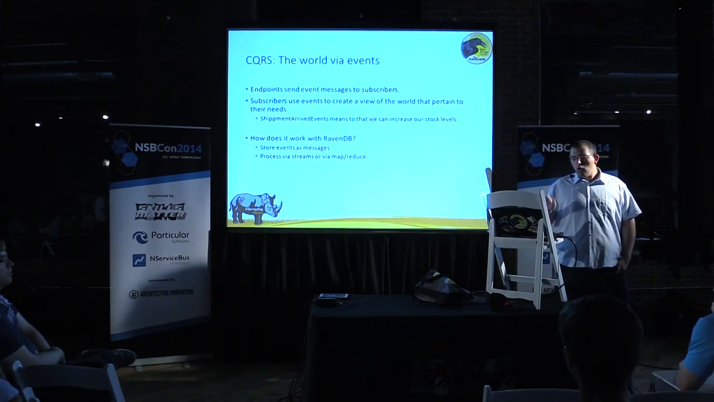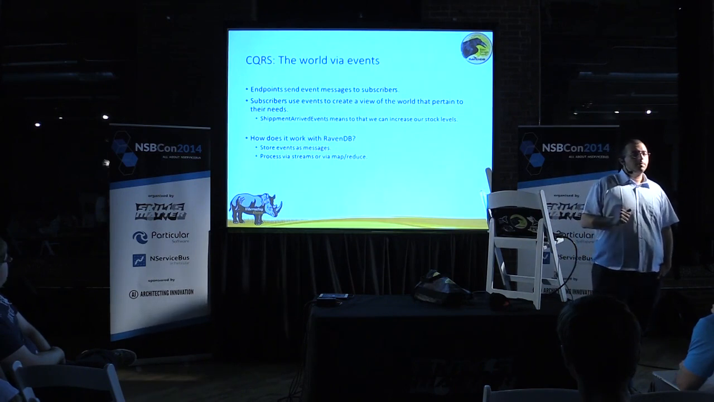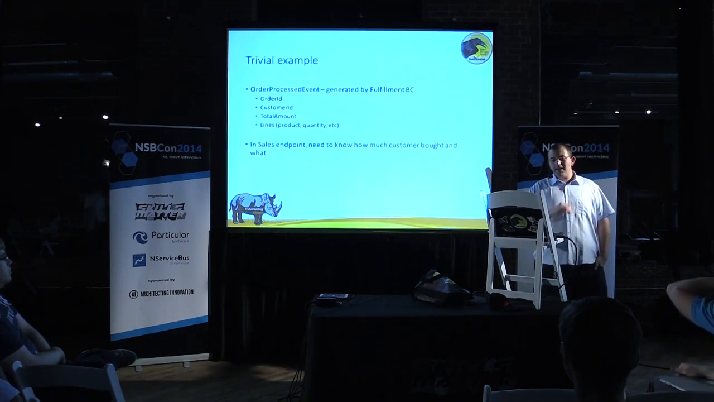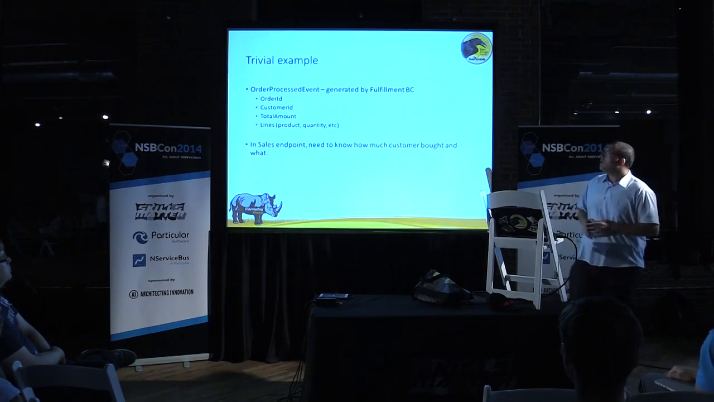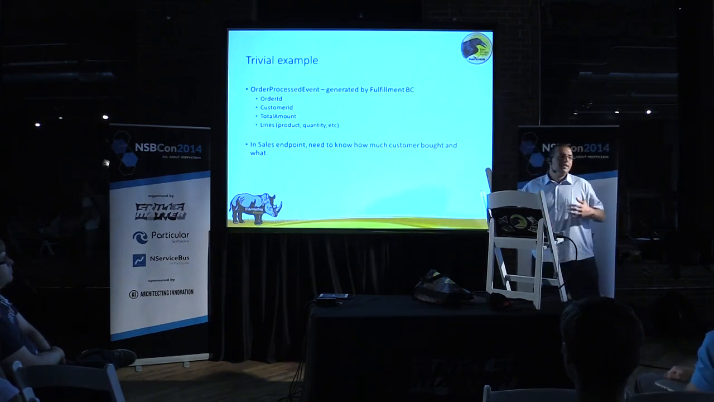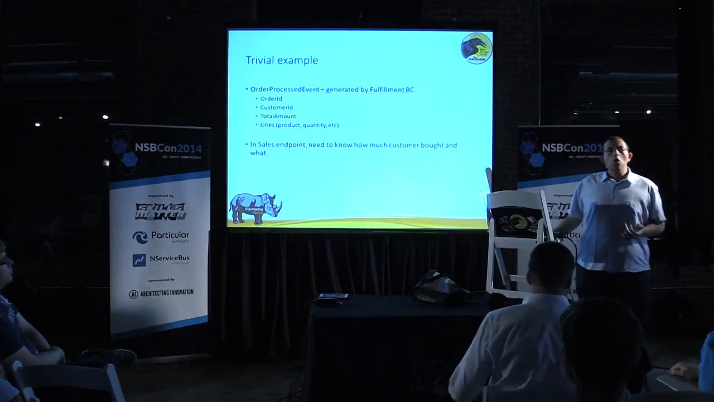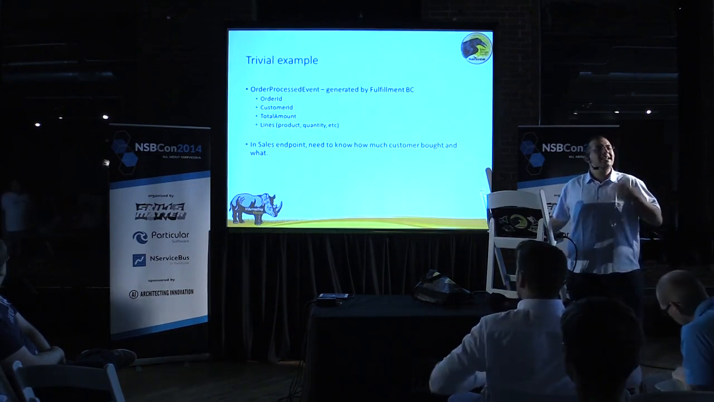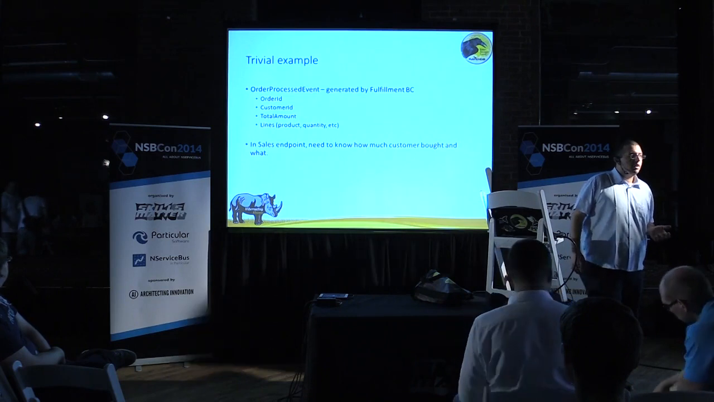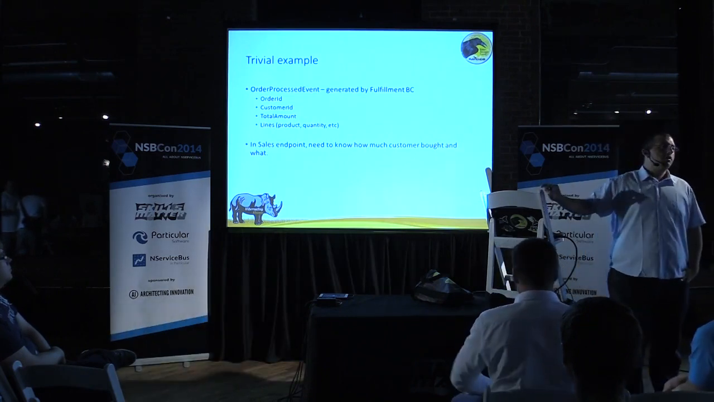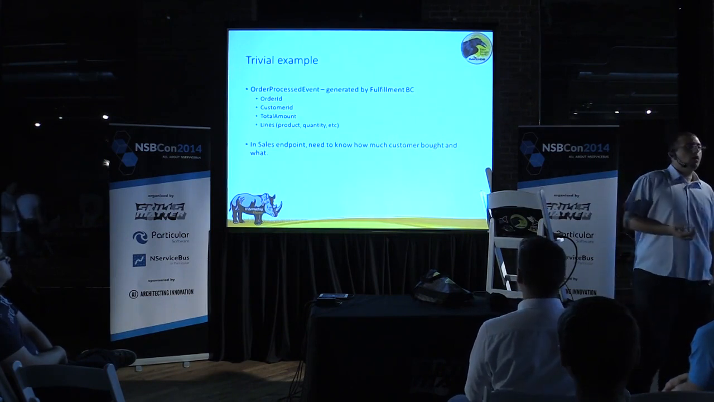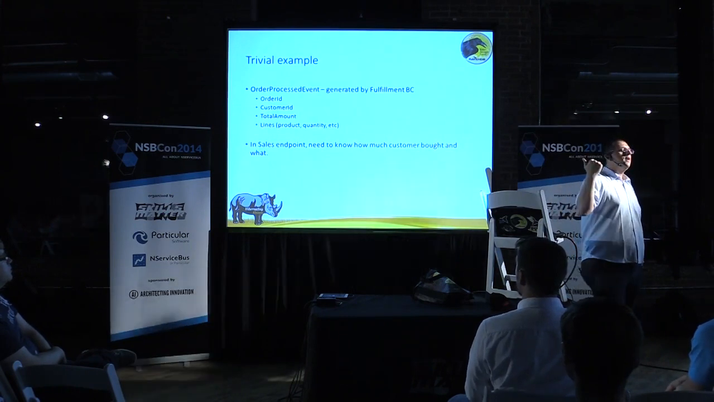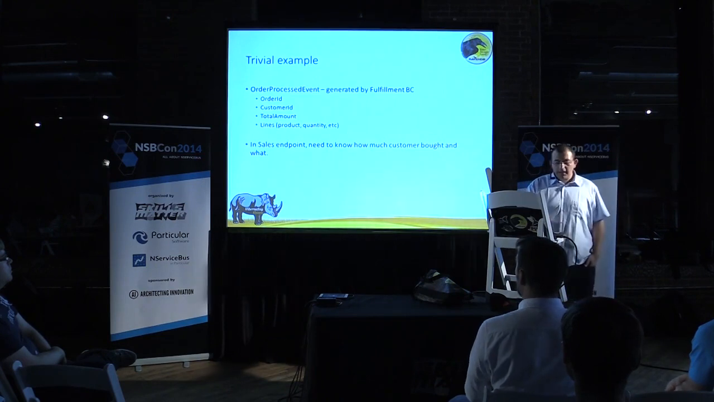Let's see how this works. With RavenDB, we store events as messages, and then we can process them as a MapReduce operation. MapReduce might sound scary, but let's see how it works. We have the order process events, and in the sales endpoint, we need to be aware of, okay, how much money did we make on this customer? When was the last sale by this customer? Can we see a graph of his sales? That kind of thing. Now, if I would try to do something like that directly out of the fulfillment business component data, that would be kind of hard.